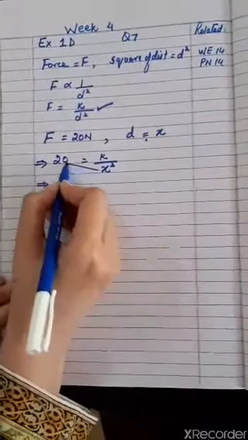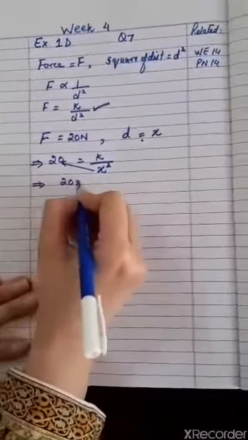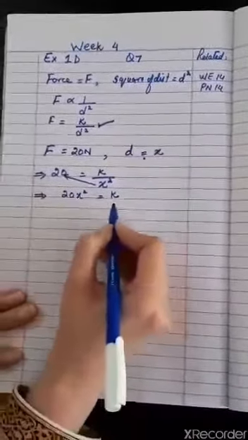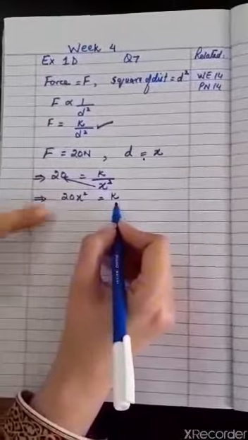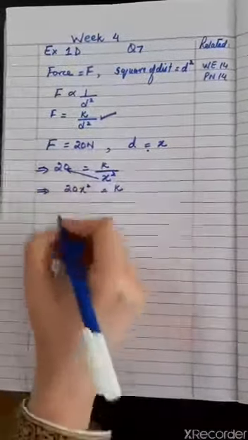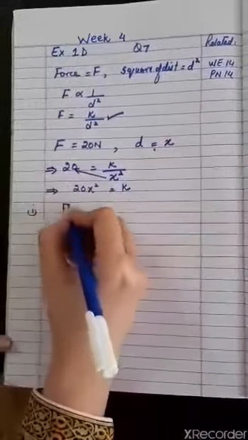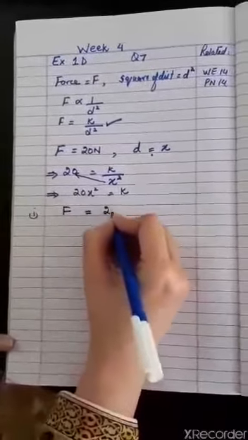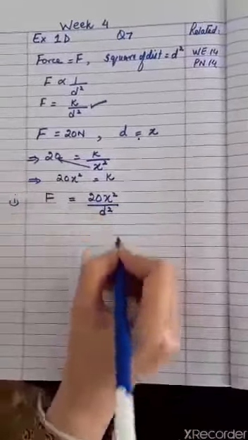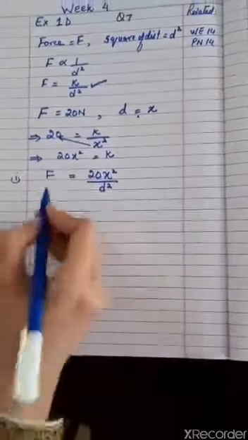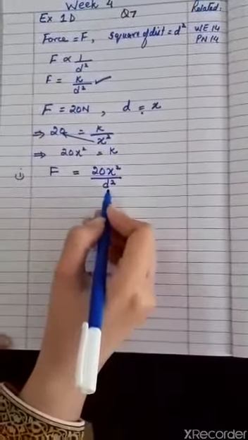By this, if we multiply x square on the other side, we get 20x square is equal to k. This is the value of the constant k. We are putting this value of the constant in the above equation, and we get F is equal to 20x square upon d square. This is the formula which connects force and distance.